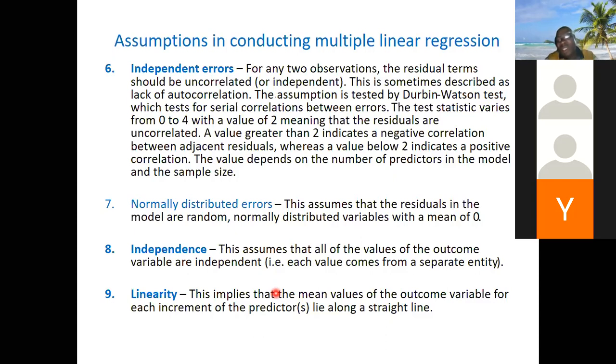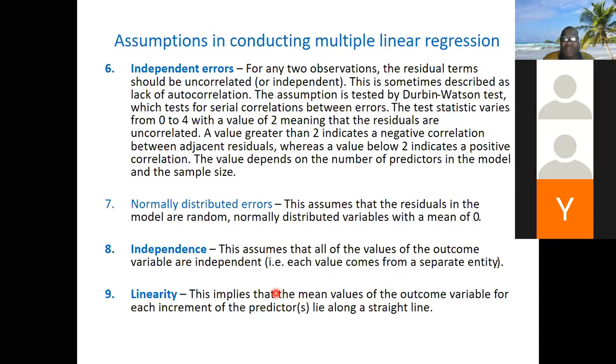So normally distributed error assumes that the residuals of the model are random, normally distributed variables with a mean of 0. Independence assumes that all the values of the outcome vary independently. If you look at number 6, 7, 8, it's the same thing you see in the assumptions for using parametric tests, but in a different way.